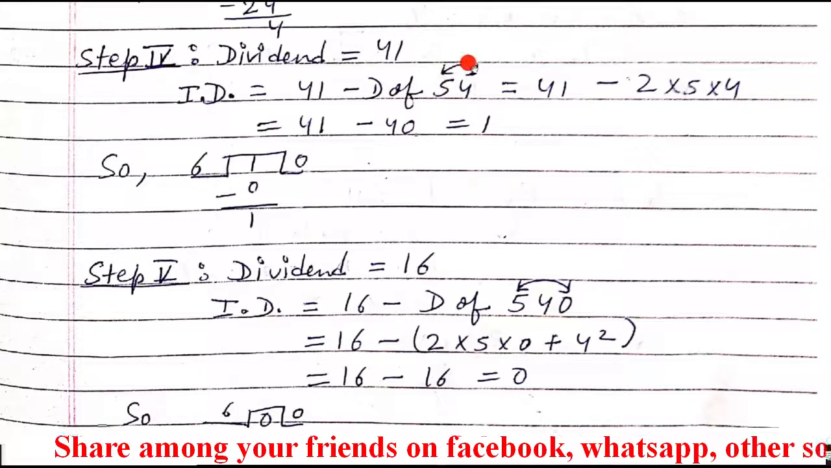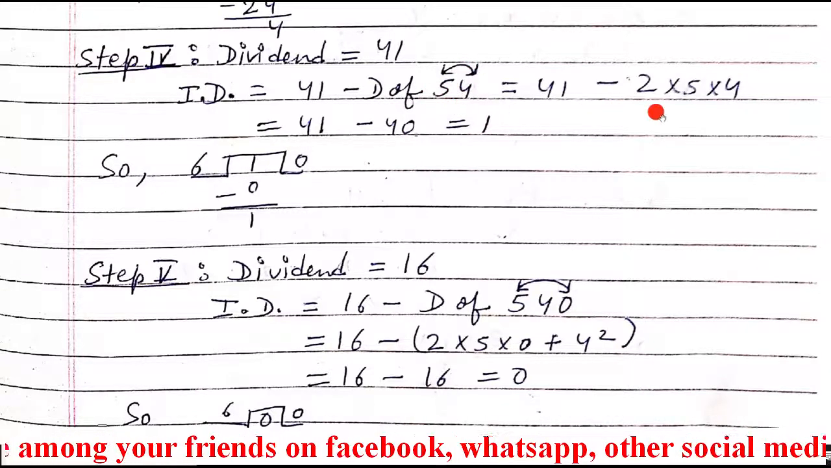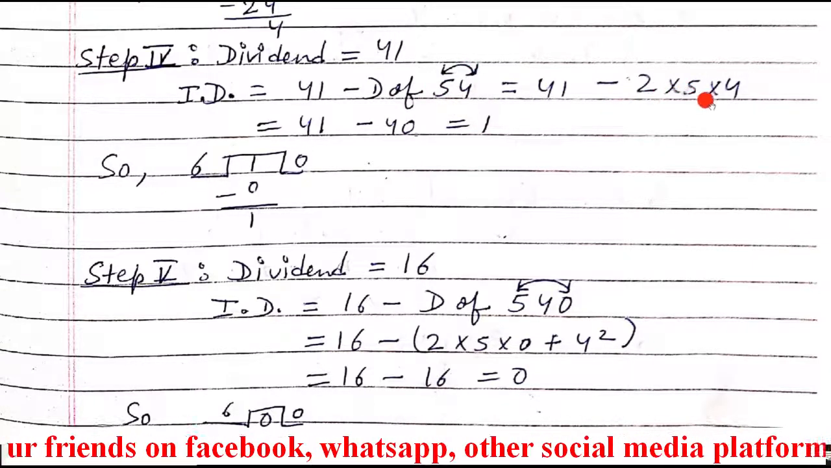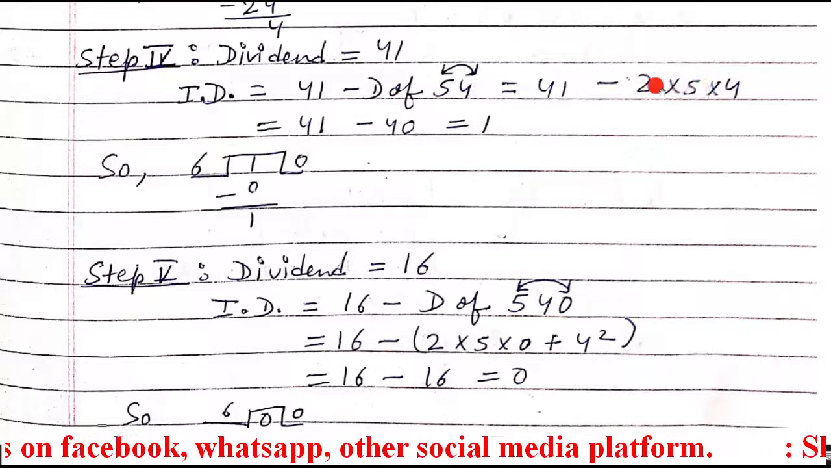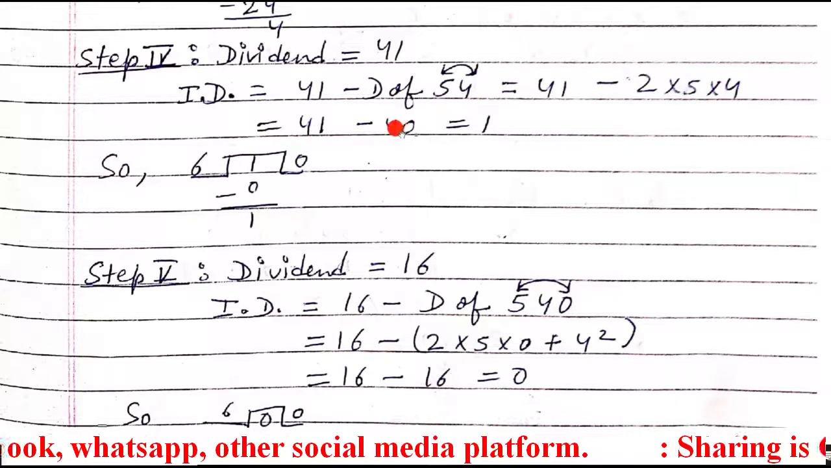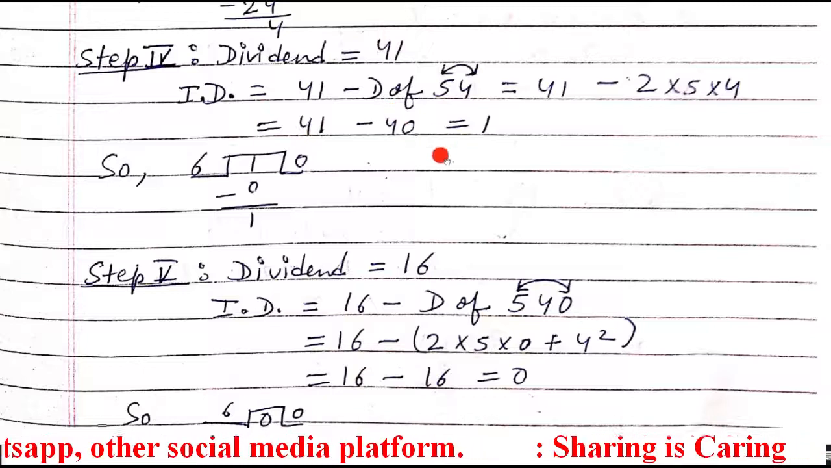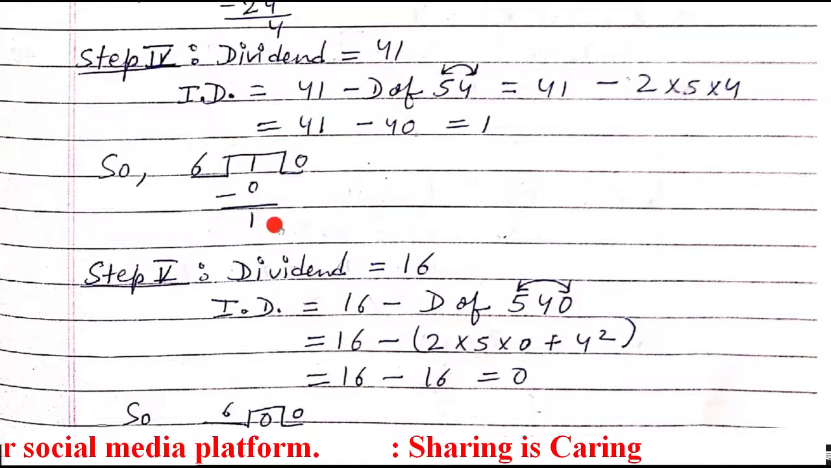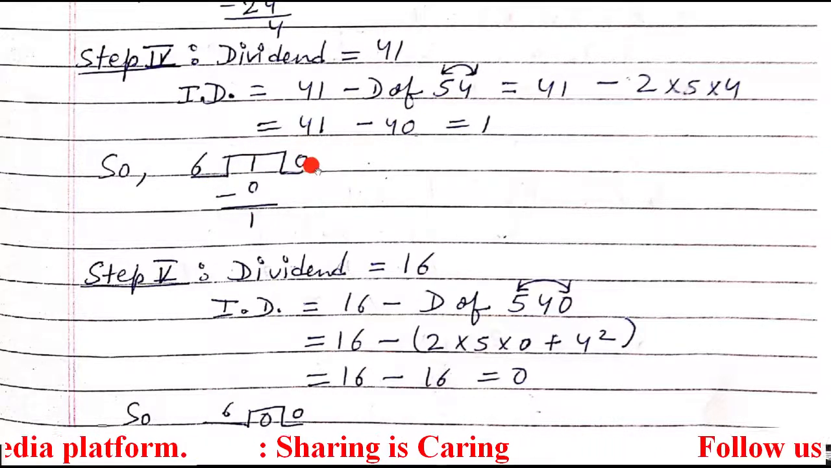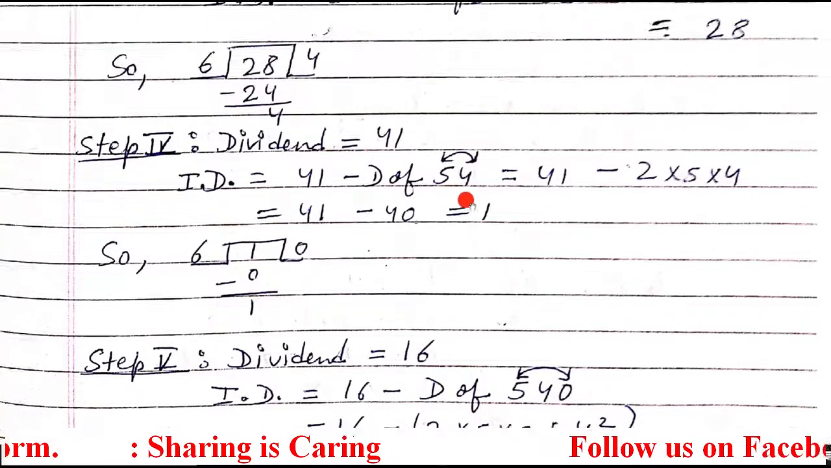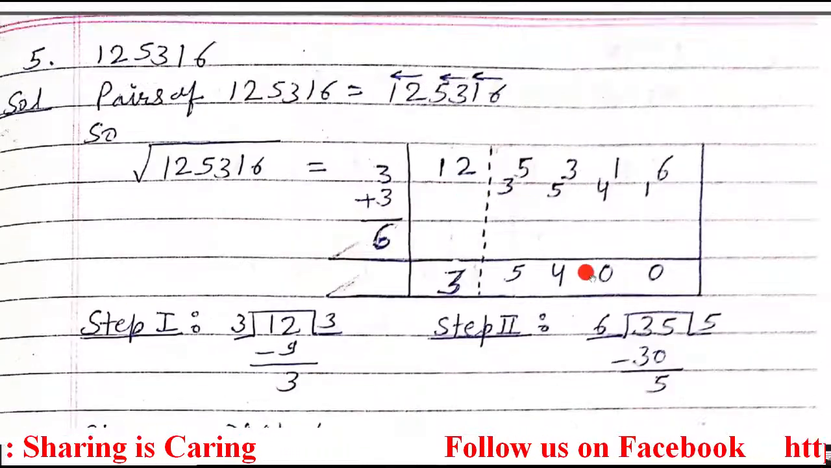Make the pair. So it's a 2 digit number. So when a 2 digit number is there, we have to multiply 2 multiplied by 5 into 4. Multiply them, you will get here 40. So 41 minus 40 is 1. So 1 divided by 6 is 0. Remaining is 1. So quotient is 0. Remainder is 1.